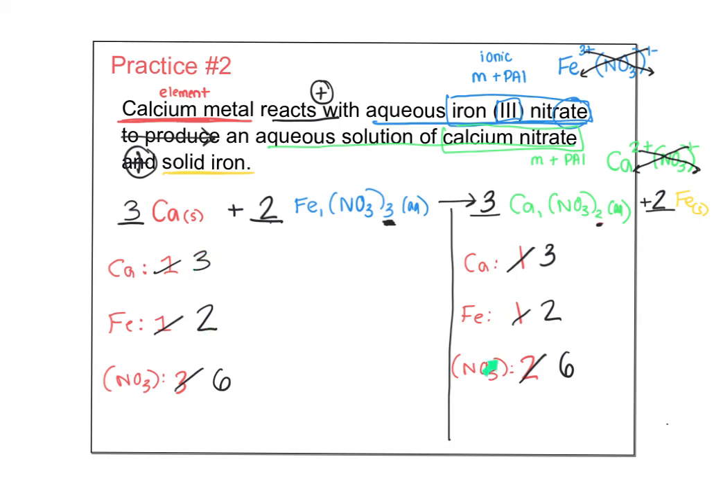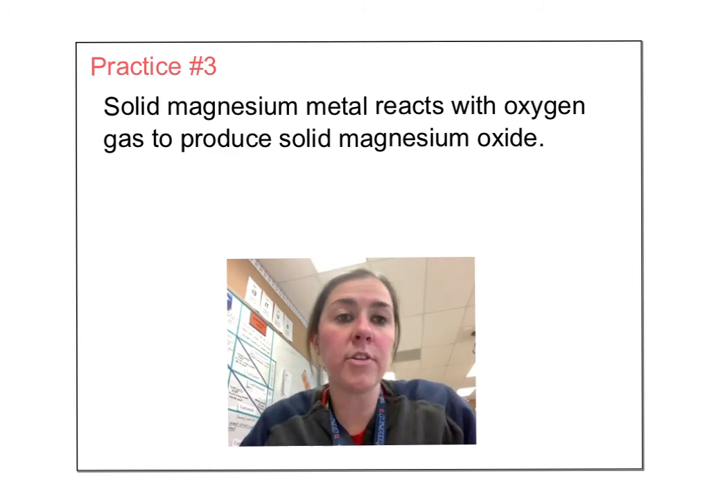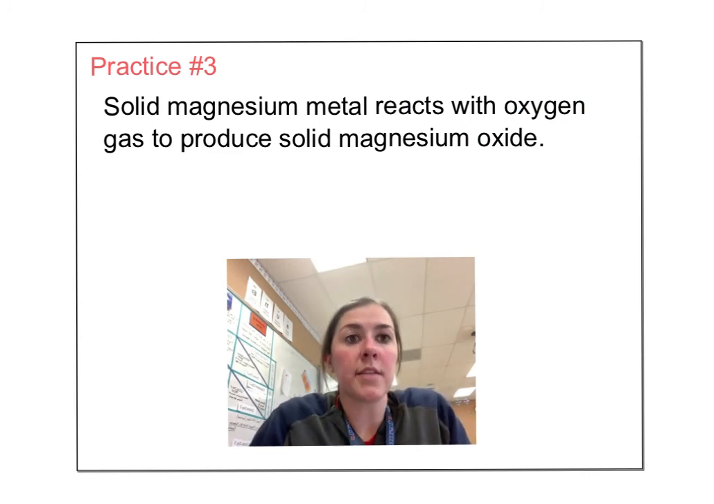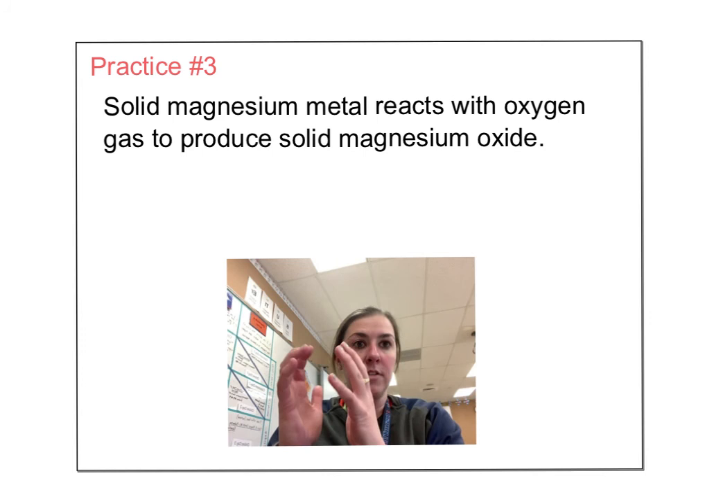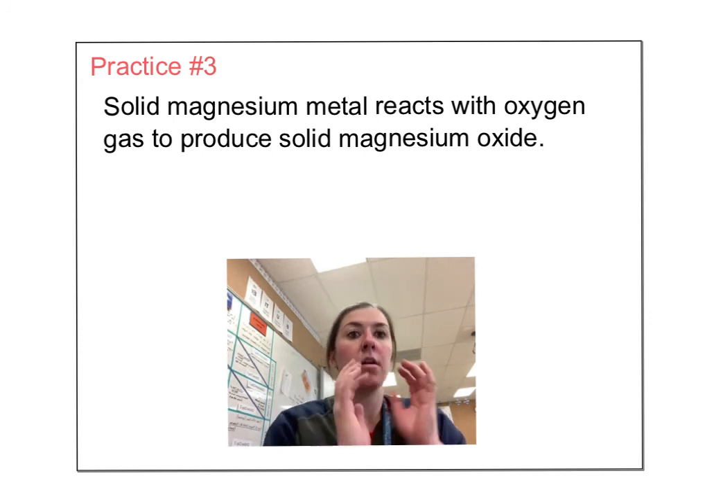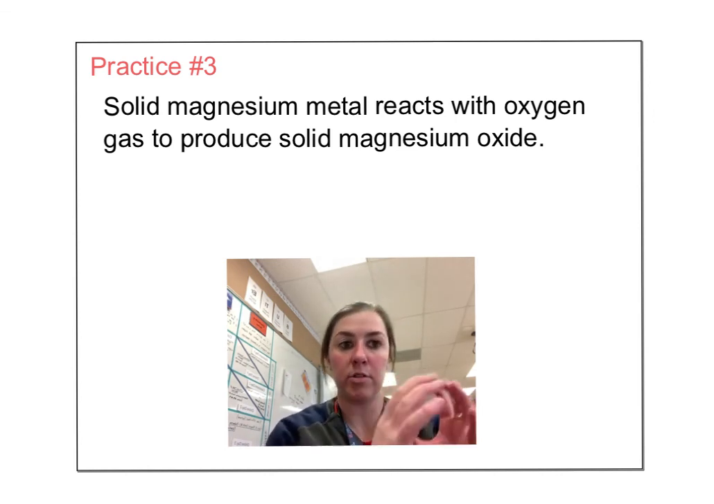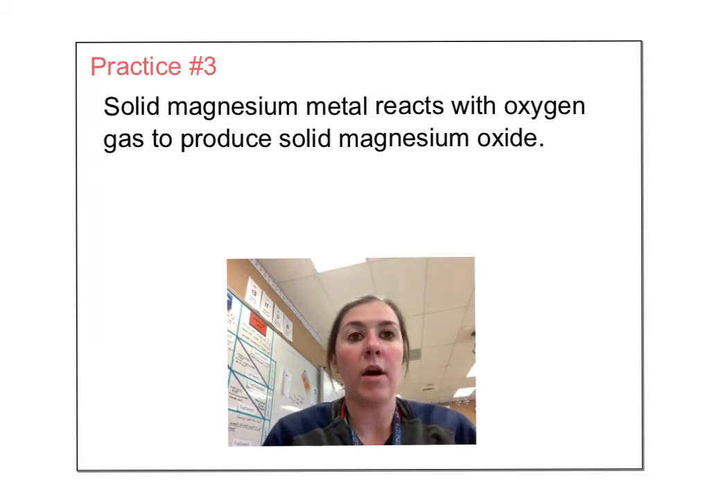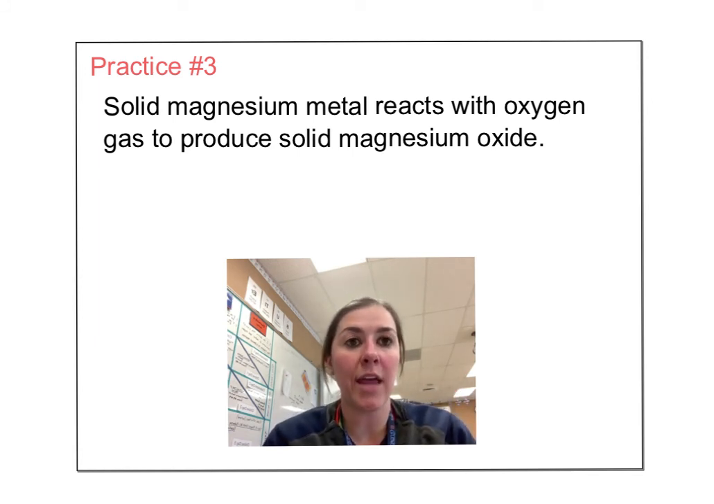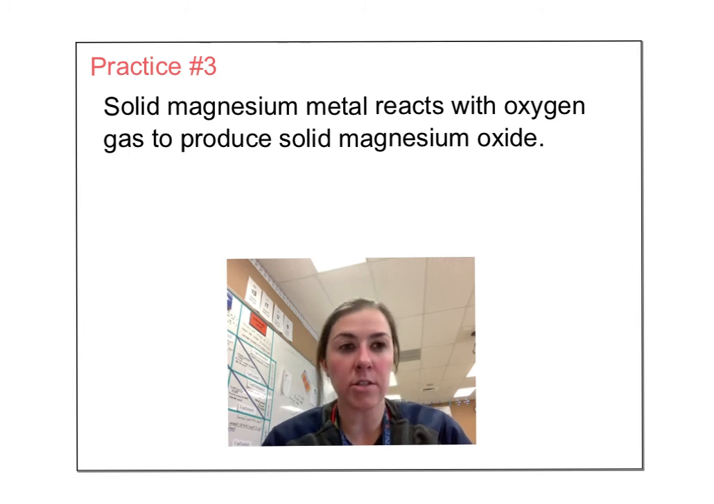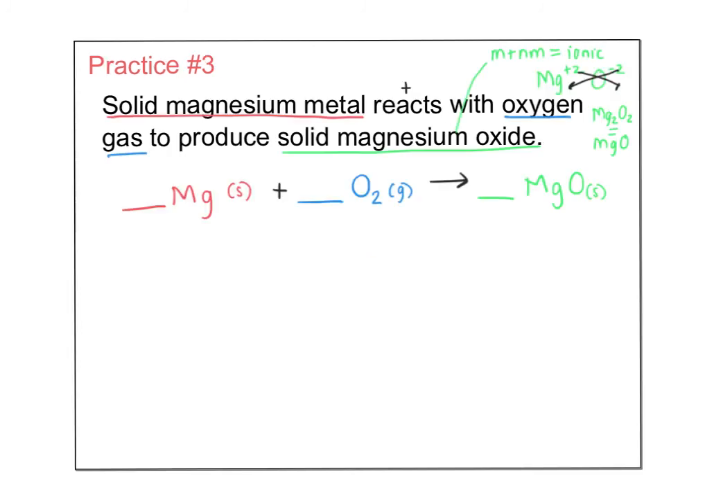3, 2, and 6? Yep, we are balanced and done. Okay, here's what I would like you to do. I want you to try this one. Solid magnesium metal, so that's your first thing, reacts with, so plus oxygen gas, so that's your second thing, to produce, so that's your arrow, right? We're making solid magnesium oxide. So we do have an ionic chemical there. I want you to pause the video and try this one on your own. I'm going to put the answer up for you to check in 3, 2, 1.